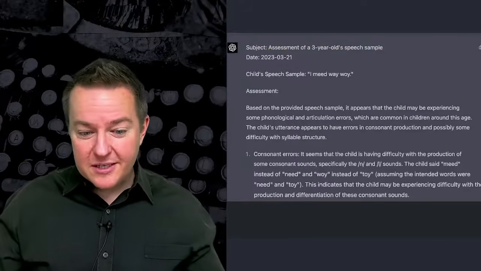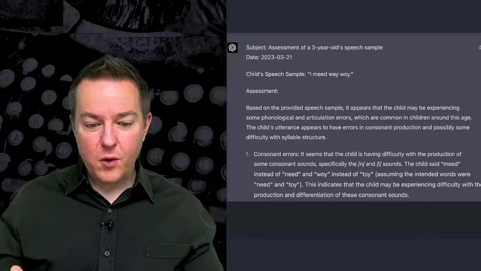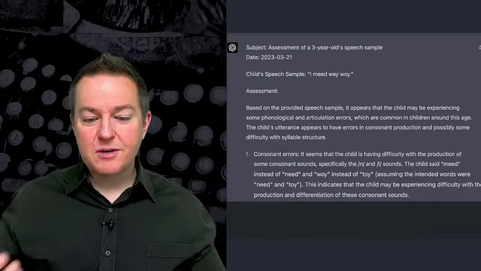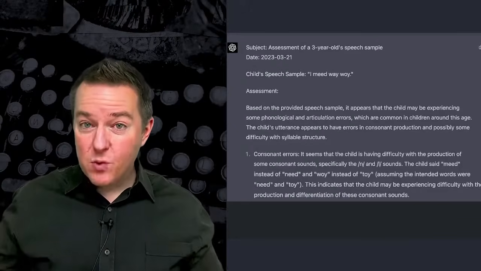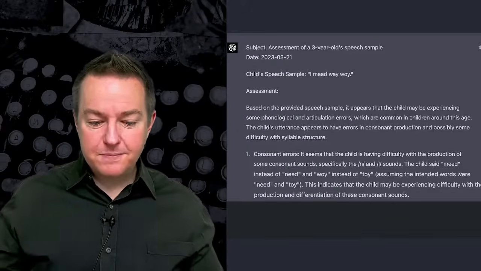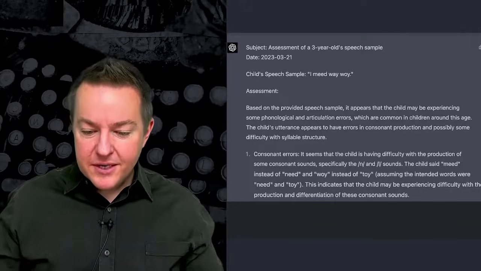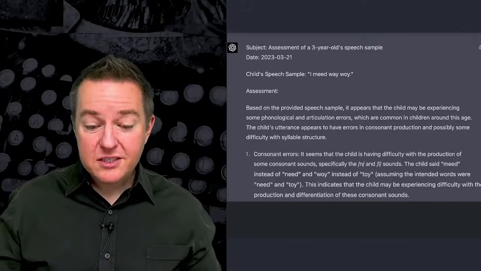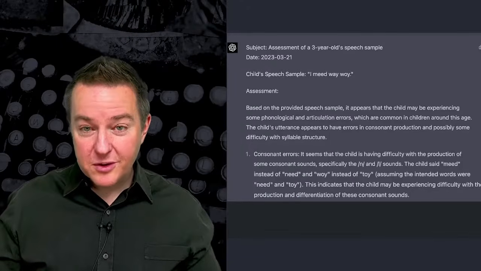So what does ChatGPT say? Well, you notice first off, its output looks like a report. It says subject, assessment of a 3-year-old speech sample, child speech sample, "I meed way woy," has it in quotation marks, and it says assessment. Based on the provided speech sample, it appears that the child may be experiencing some phonological and articulation errors, which are common in children around this age.